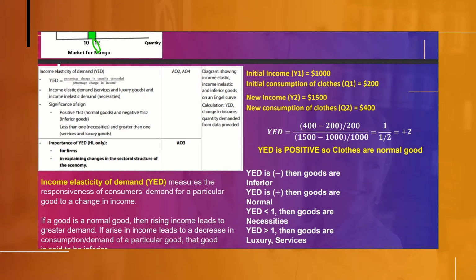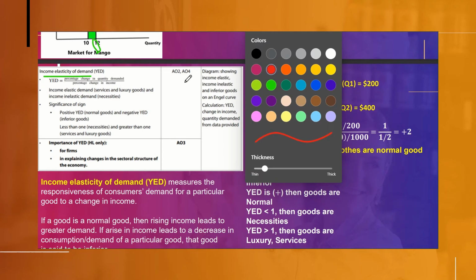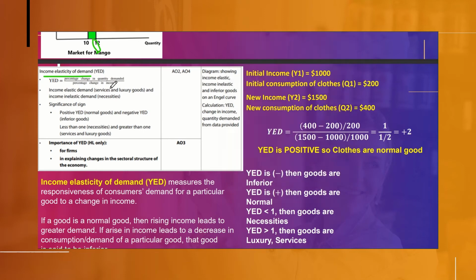Hello students. In this part we will be discussing income elasticity of demand. See, look at how the change in income is affecting the quantity demanded. Quantity demanded changes: percentage change in quantity demanded divided by percentage change in income. How the change in income is affecting the quantity demanded.